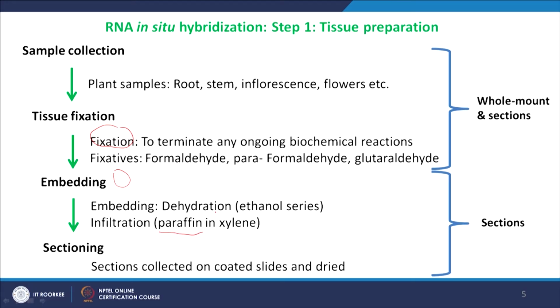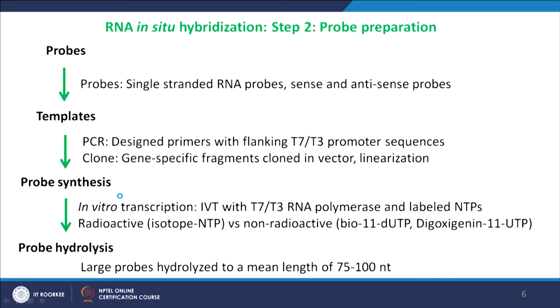There is a process of dehydration. This is important; we do it through an ethanol series to remove the water, and then you infiltrate with paraffin. Once your paraffin blocks are ready, you take these samples, make cross sections, and collect them on poly-L-lysine coated slides. This is very important because you want your section to stick to the slide and not fall off.